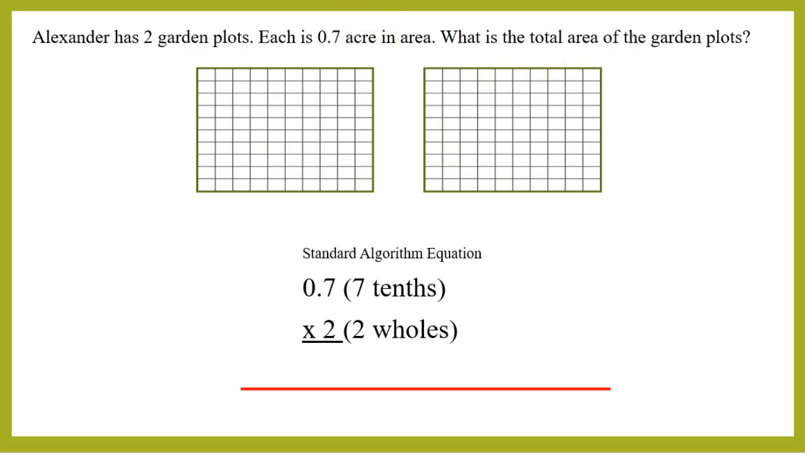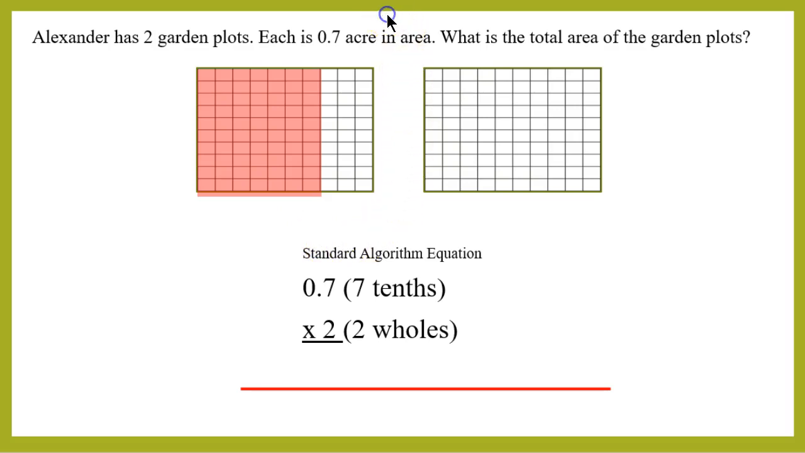The first thing you are going to do is to shade in on your first hundredths grid 7/10 of an acre. So we start here and count 1, 2, 3, 4, 5, 6, 7. And remember, each column counts as 1/10. So we have 7/10 of Alexander's first garden plot shaded in.